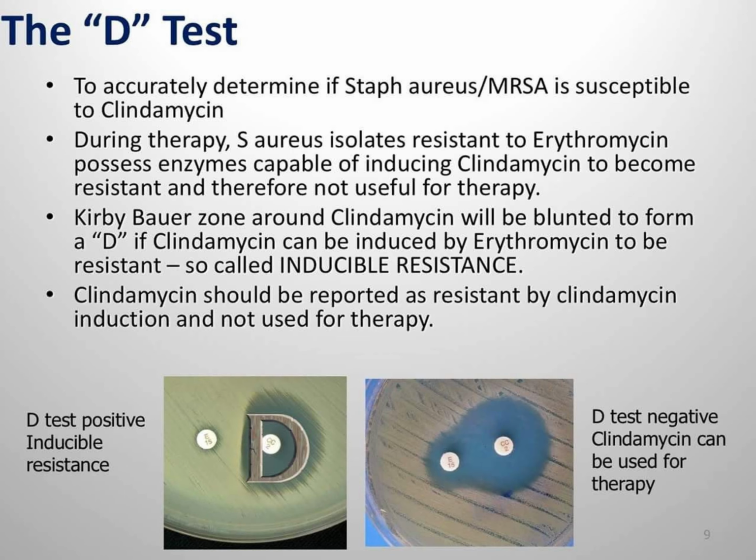The D test is a laboratory test used to detect inducible clindamycin resistance in Staphylococcus aureus, including methicillin-resistant S. aureus, MRSA. Clindamycin is an antibiotic that is often used to treat MRSA infections, but some strains of MRSA may be resistant to clindamycin, which can make treatment more difficult.